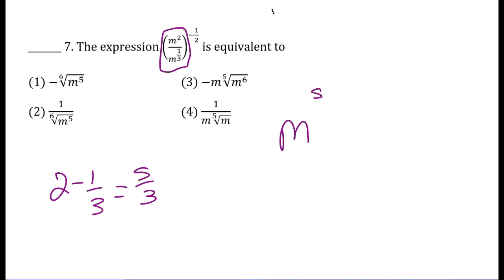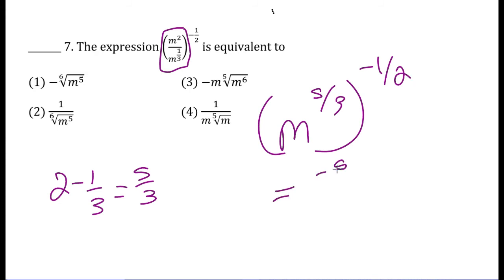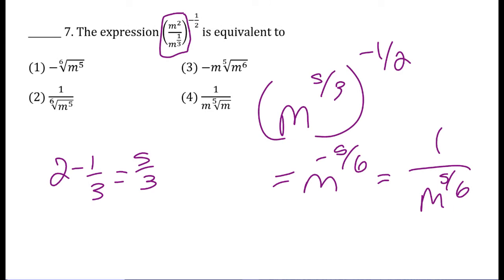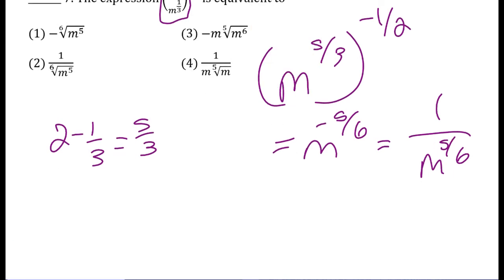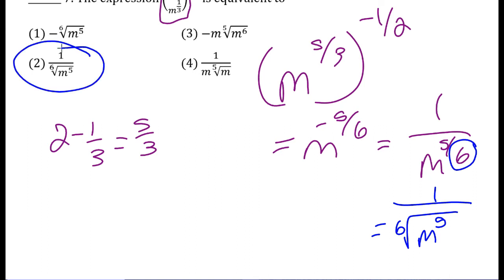So I've got m to the 5/3, to the -1/2. I've got a power to a power, so I multiply the fractions, which gives me m to the -5/6. Well, a negative exponent throws me in the denominator. I take the reciprocal to deal with that. So I have 1 over m to the 5/6. And because I have that 6 in my denominator, that tells me I'm taking a 6th root. That 5 is still just an exponent. So it's 1 over the 6th root of m to the 5th.